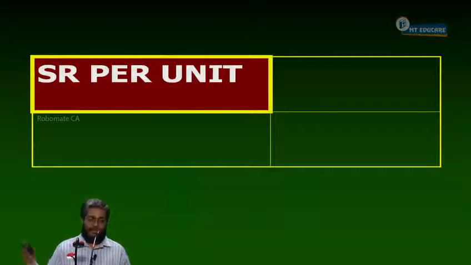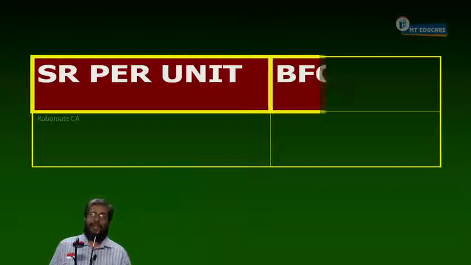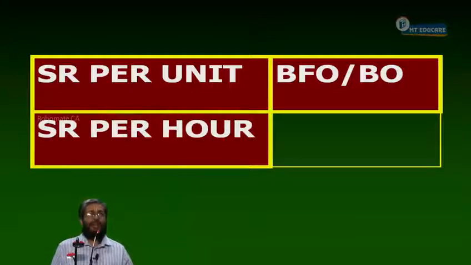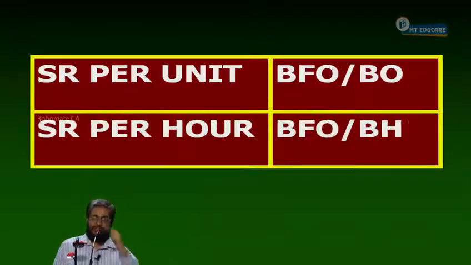SR per unit is equal to BFO by BO. SR per hour is equal to BFO by BH. Don't try to understand the logic and all. It is a different issue. We'll discuss it at the end of the calculation. Just learn it by heart and do it.